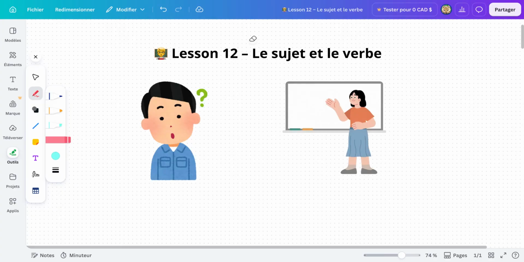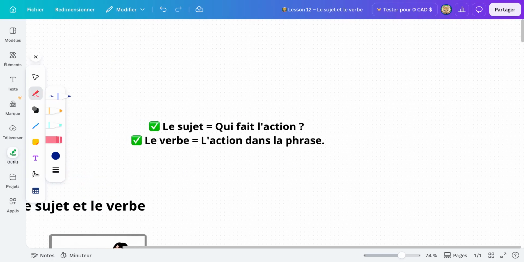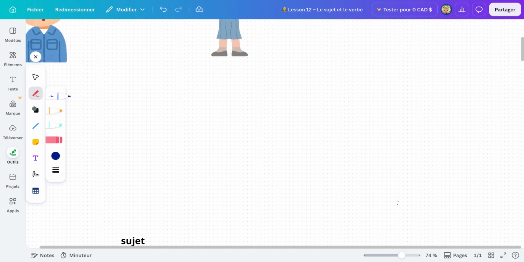Lesson 12 is le sujet et le verbe. If you don't know what le sujet et le verbe means, here's a quick tutorial. Le sujet is qui fait l'action. And le verbe is l'action dans la phrase. So the subject tells us who or what is doing the action, and the verb tells us what action is happening. Okay, now let's start with the first sentence.